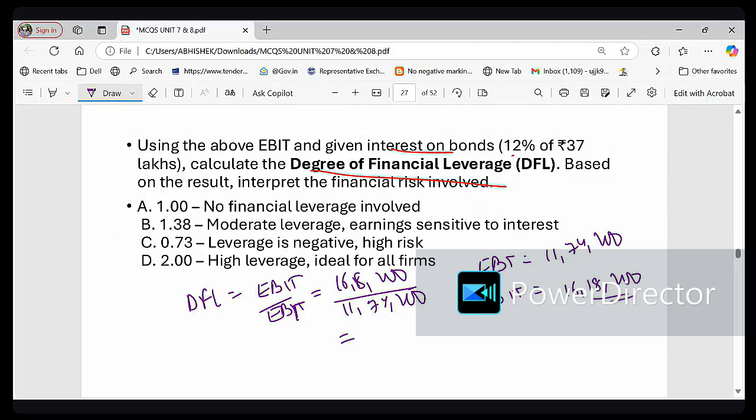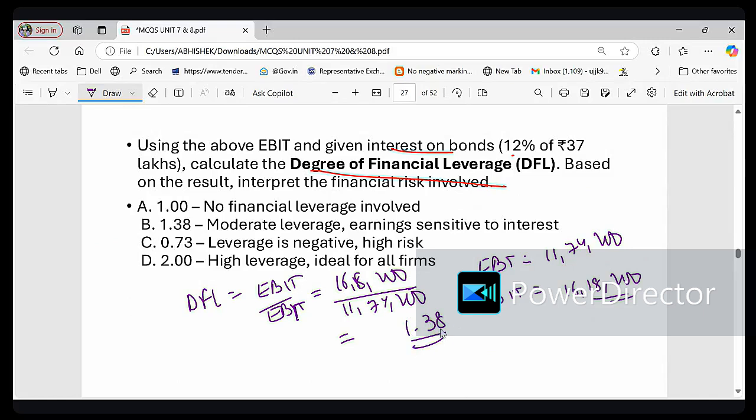Please tell me. Yes, 11,74,200. Very good. That is our EBT. And now just divide both of them. So after division, it will be near about 1.38. Just now I have calculated. It is near about 1.38.